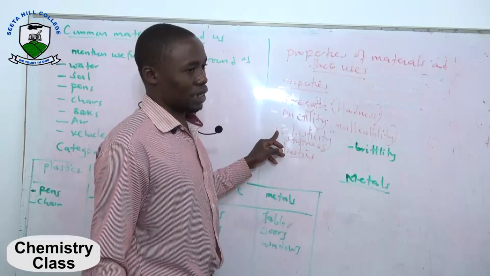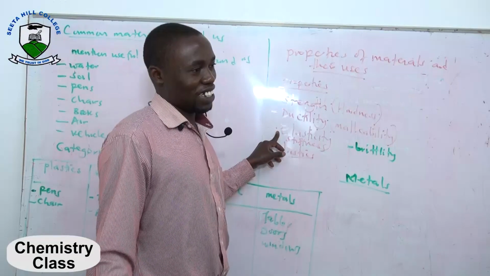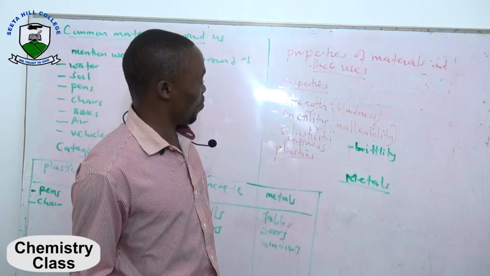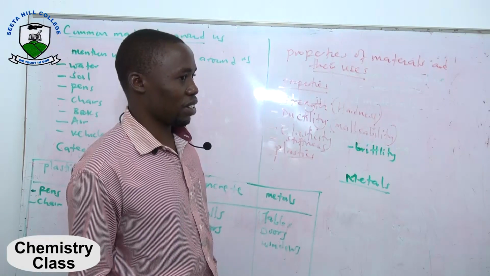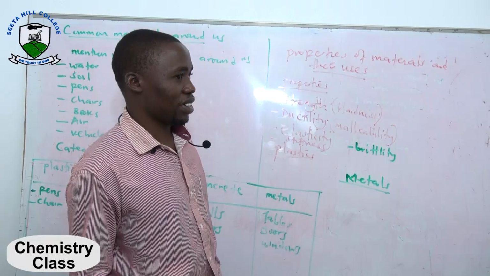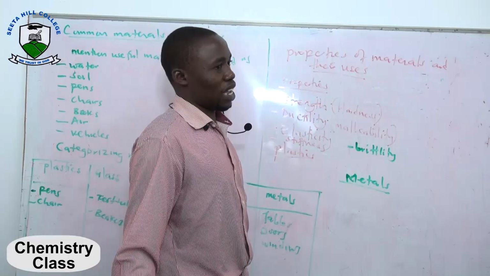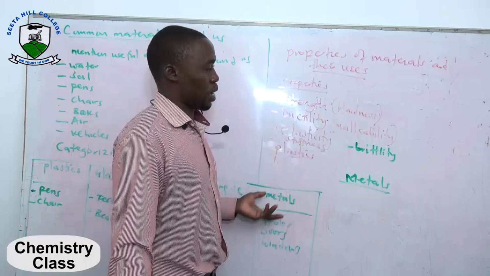Are metals elastic? They are not elastic. Are metals stiff? Do they resist bending? Metals are stiff. Some are stiff, some can be bent, of course. Metals can be stiff, but some are not stiff.